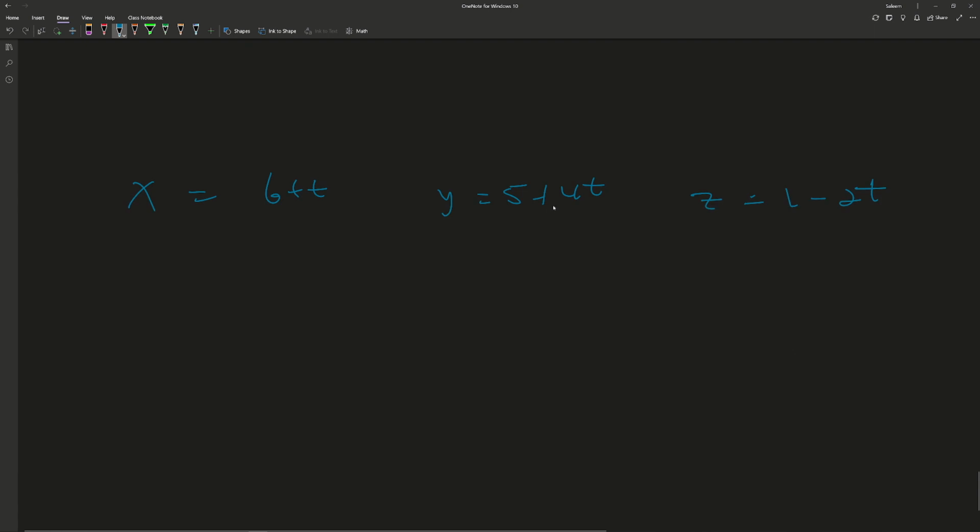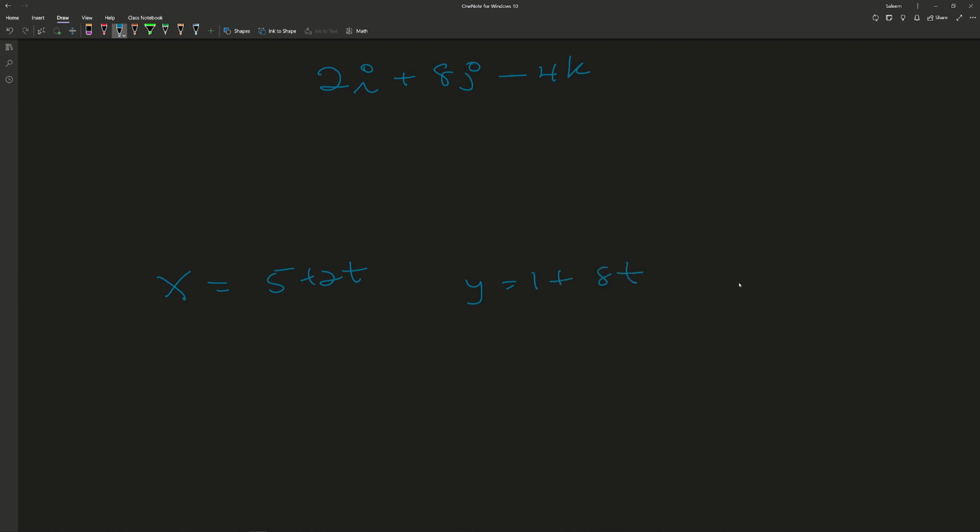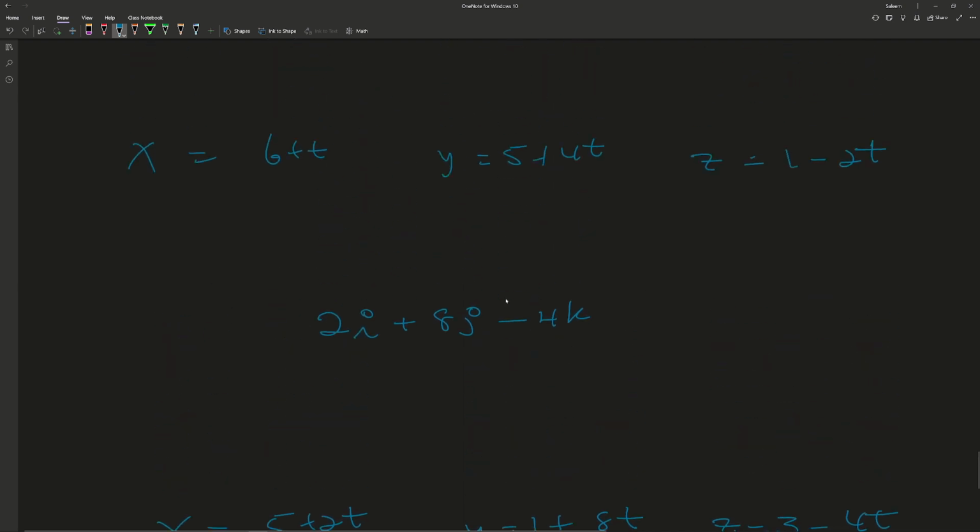But we chose another parallel vector. Let's just say we chose another parallel vector to be 2i plus 8j minus 4k. Then what happens to this parametric equation here? It will change again. So we'll have x is equal to 5 plus 2t, y is equal to 1 plus 8t, and z is equal to 3 minus 4t. It changes again.